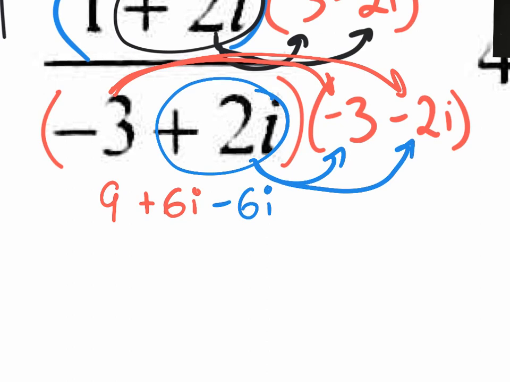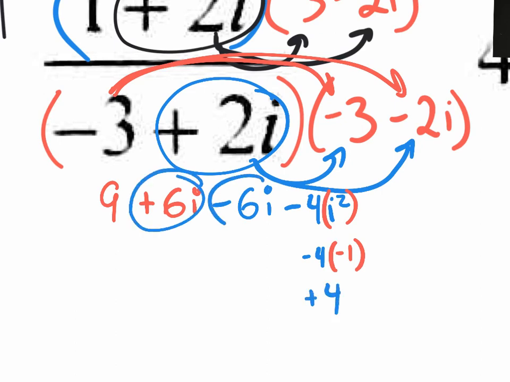Positive 2i times negative 2i, that's negative 4 with an i squared. Again, the i squared you must change to negative 1. Yes, it has a negative 4 right in front of the negative 1. Negative 4 times negative 1 is positive 4. Yes, the middle terms cancel out. And yes, that 9 comes down. So what's 9 plus 4?